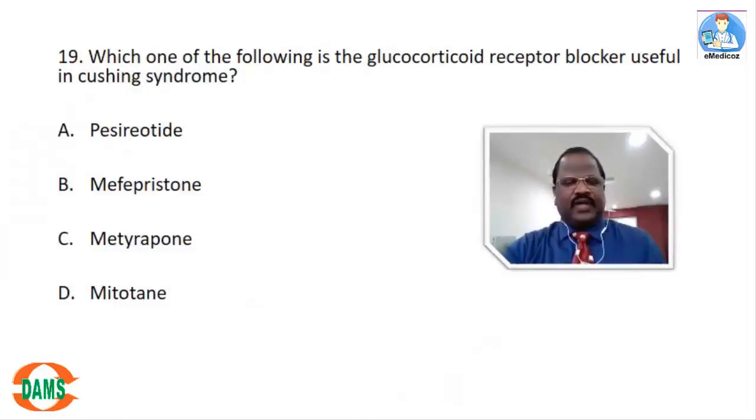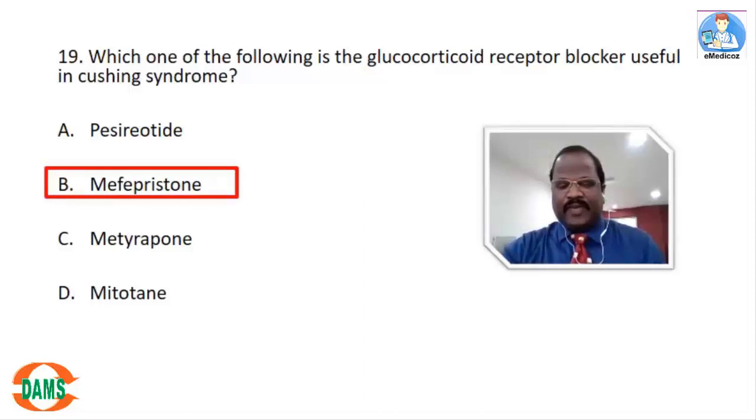Question number 19. Which one of the following is the glucocorticoid receptor blocker useful in Cushing syndrome? Options are Pasireotide, Mifepristone, Metyrapone, Mitotane. The right answer for the question is option B, Mifepristone. Mifepristone is actually a progesterone antagonist, also having glucocorticoid receptor blocking property useful for Cushing syndrome. The remaining drugs inhibit glucocorticoid synthesis, whereas mifepristone inhibits the glucocorticoid receptor.